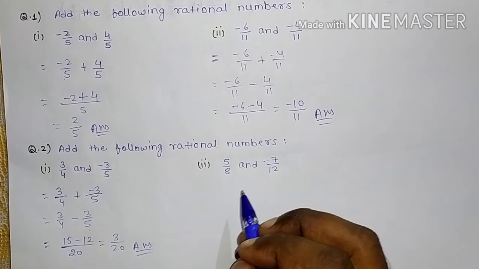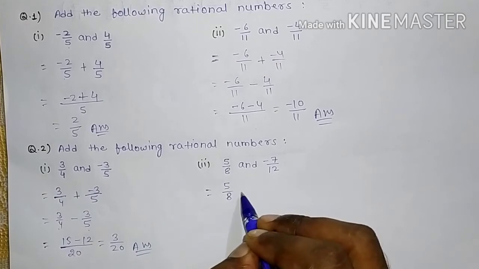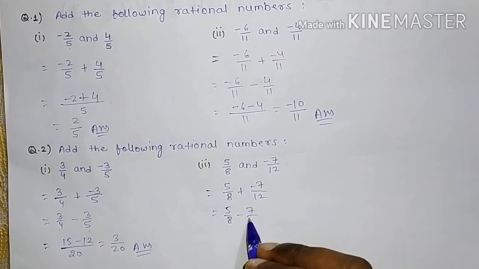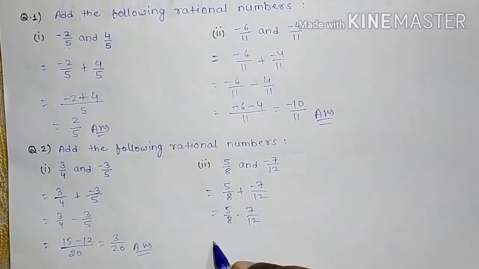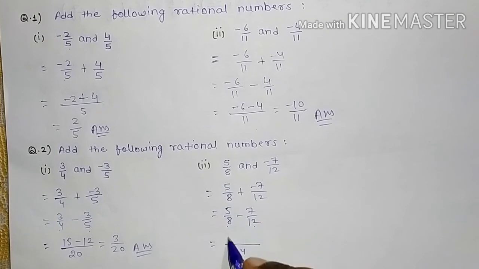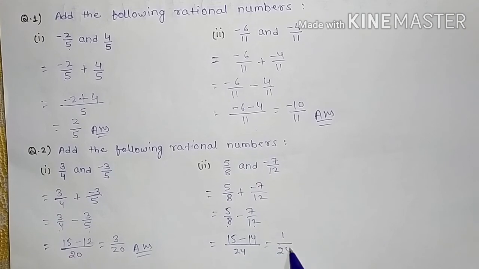Similarly, question number second, 5 by 8 and minus 7 by 12. Here we have to add this, 5 by 8 plus minus 7 upon 12. So this is 5 by 8 minus 7 upon 12. Just take LCM. So the LCM of 8 and 12 is 24. So this is 24. 8 threes are 24, 3 fives are 15. Minus 12 twos are 24 and 2 sevens are 14. So 15 minus 14, that is 1 upon 24. So this is the answer. Now it's very simple.